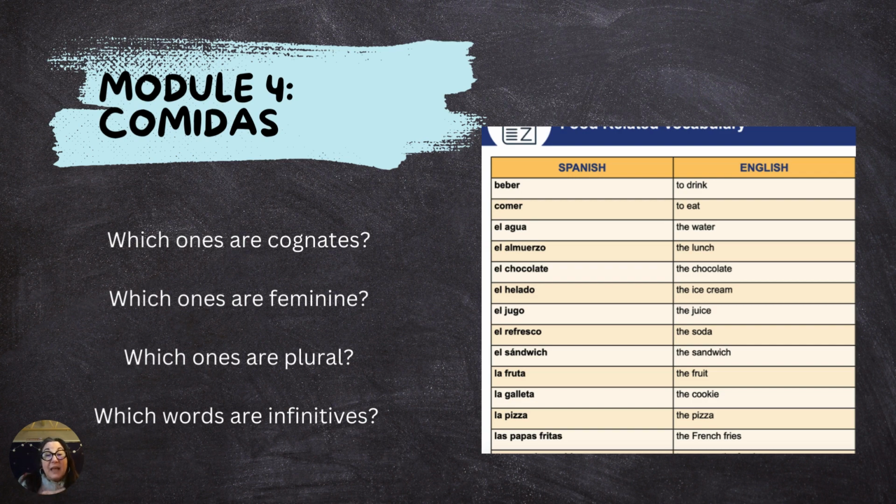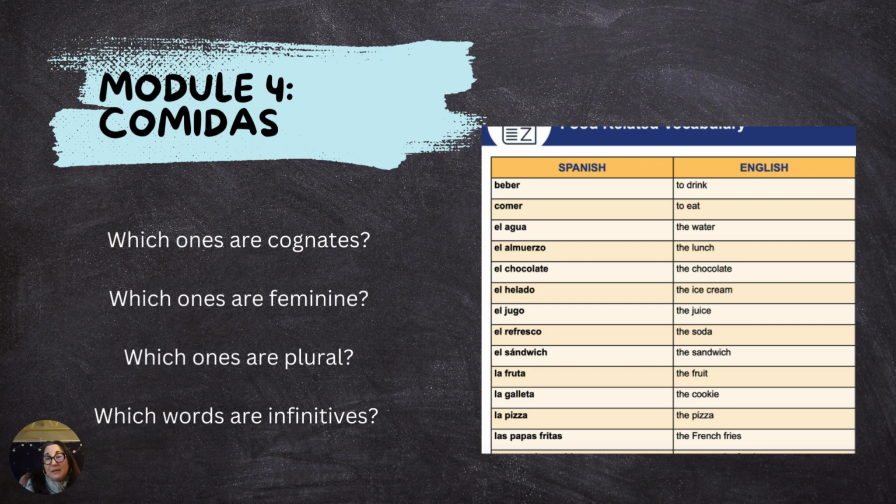El sandwich absolutely is a cognate. That's a very strong cognate. Fruta, yep, that's a cognate, fruit. La pizza, of course, is a cognate. And I think that's all that I would classify them as.